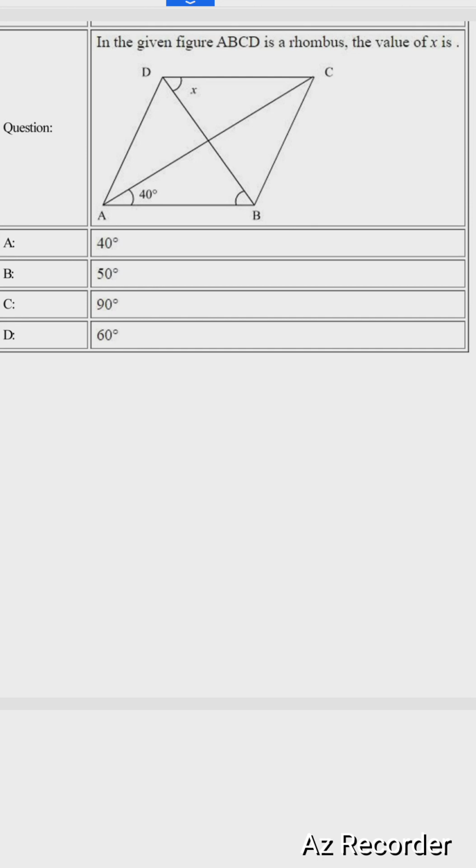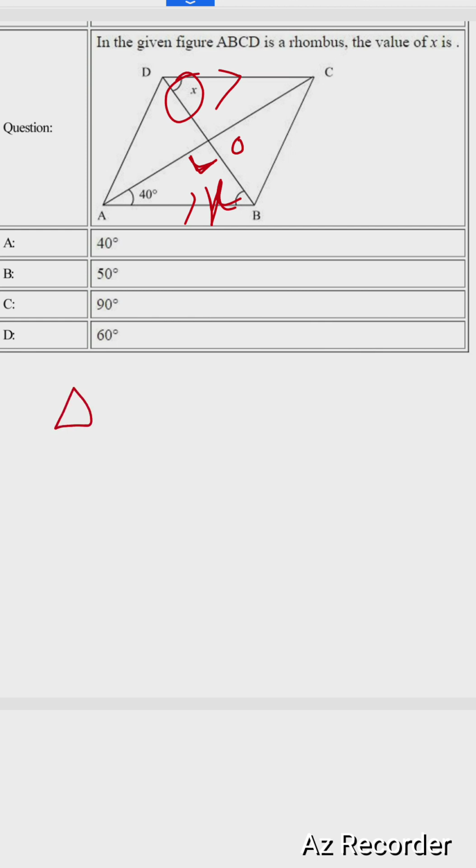As you know, rhombus is a parallelogram also, and the opposite sides are parallel. So if this is the x angle, its alternate interior angle will be x. This will be also x, and you know the diagonals of a rhombus bisect each other at 90 degree. So the angle between diagonals will be 90 degree. Let us suppose they intersect at point O.